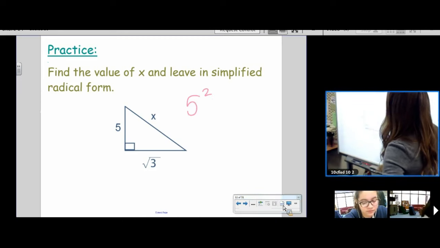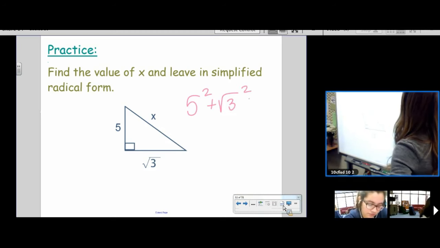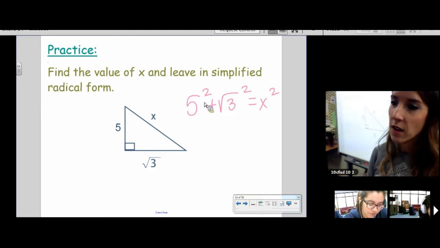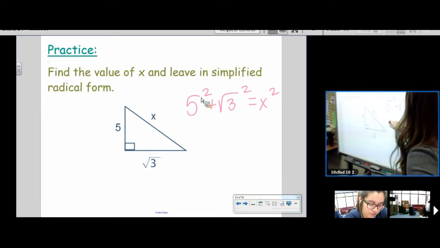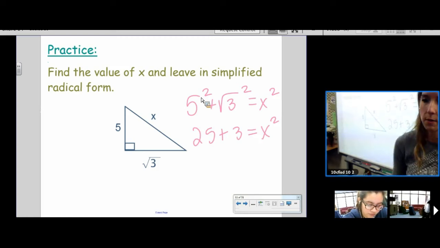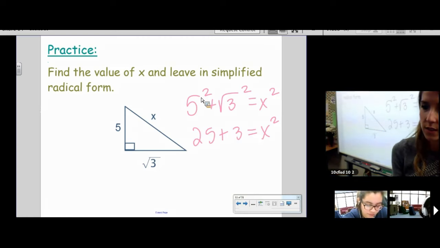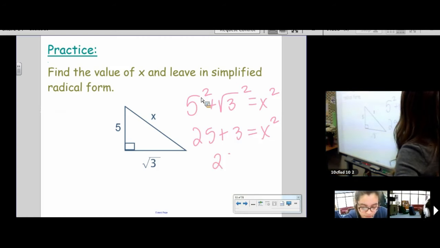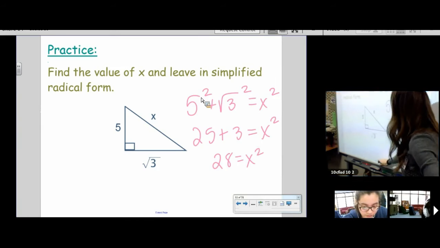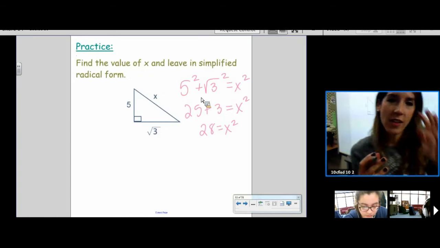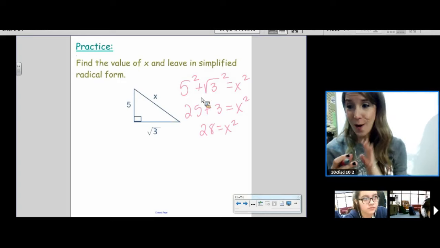A squared plus b squared equals c squared. Let's do some cleaning. 25 plus 3 equals x squared. Are we all okay with that? 28 equals x squared. Now, our goal is to find out how long the hypotenuse is. Our goal is to solve for x.